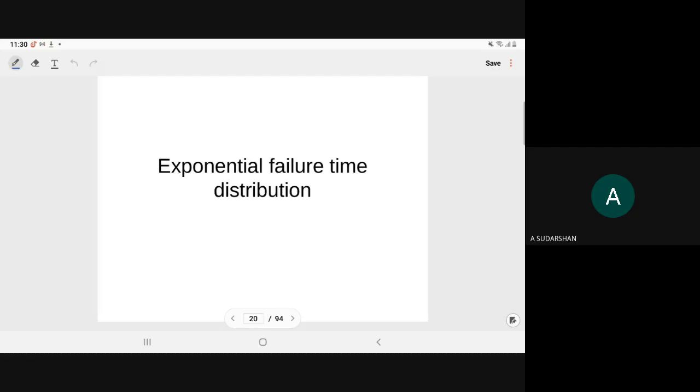For the exponential distribution, let t be the continuous random variable. Do you know anything about the exponential distribution? What is the PDF? The parameter is lambda. When the parameter is lambda, f(t) is lambda into e to the power minus lambda t for t greater than 0. F(t) is 1 minus e to the power minus lambda t for t greater than 0. E(t) is 1 upon lambda. So this much you know for the exponential distribution.